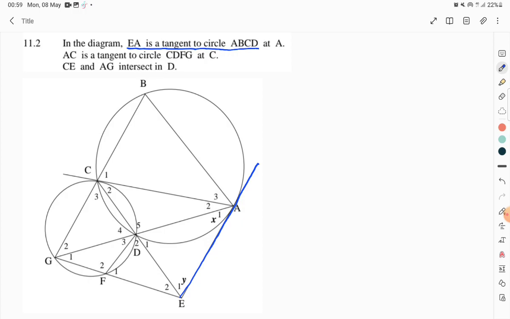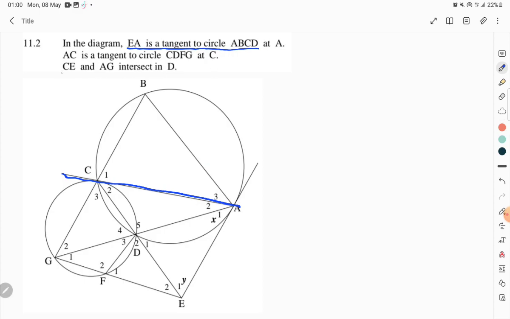So here we have a tangent at A. Then AC is a tangent to a circle CDFG at C. So we can see that AC is also a tangent of the smallest circle. So also think about the tan chord theorem, and everything else that is given is going to give you information.